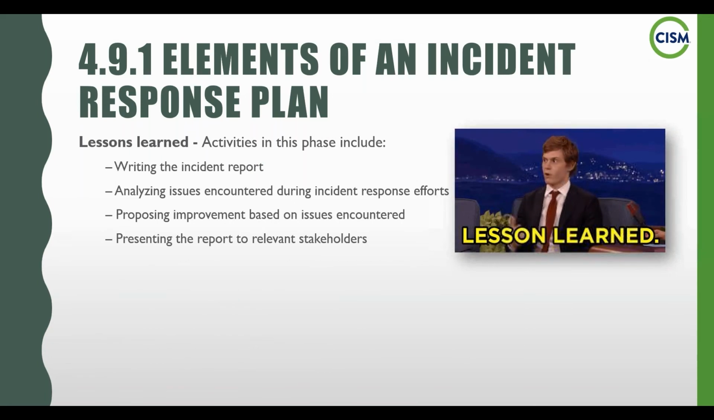Lessons learned after the incident, this is very important. What was the lesson learned? You write down in the incident report, you analyze the issues encountered during the incident response efforts, right? So that you can improve your incident management processes.